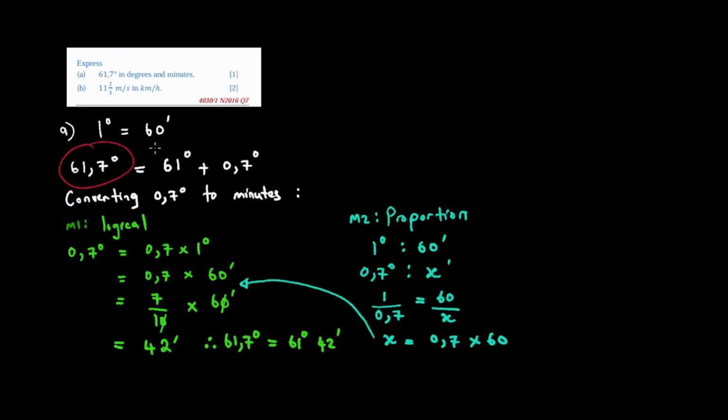Okay, we have done A. The next question is B, so let us do B. When it comes to B, it says 11 and 2/3 meters per second in kilometers per hour. So the method we taught before, we want 11 and 2/3 meters per second. Of course, we want to express this mixed number as an improper fraction. 3 times 11 is 33 plus 2, 35. So it's 35 over 3 meters per second.